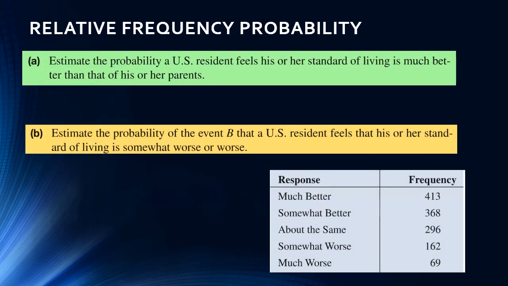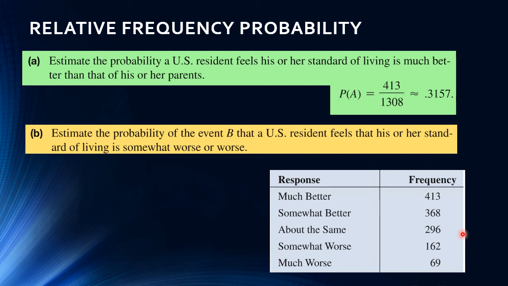So here's that survey. Estimate the probability a U.S. resident feels his or her standard of living is much better than that of his or her parents. So we know that's the event, right? Much better. There's 413 responses to that. But how many total responses are there? That would be our sample space. How many total respondents were there? Well, we have to add all of these up, okay? So we get 413 out of this 1,308. That's if you added up all of these responses. And so we get a probability of 0.3157, which is about 1 in 3 people.